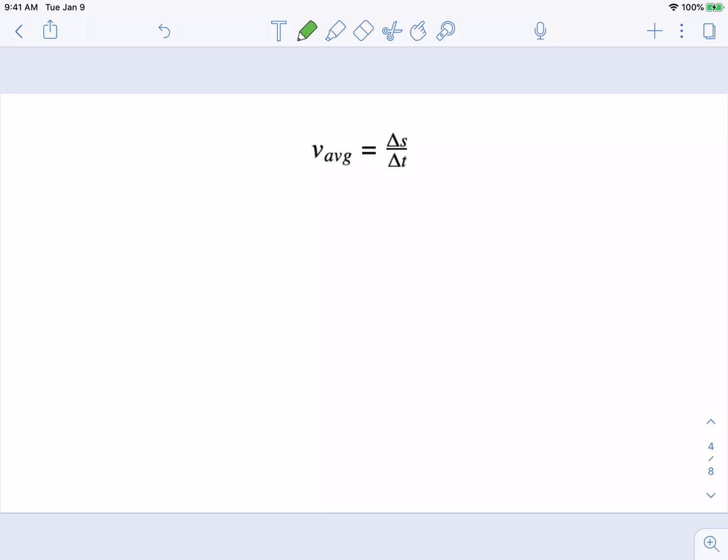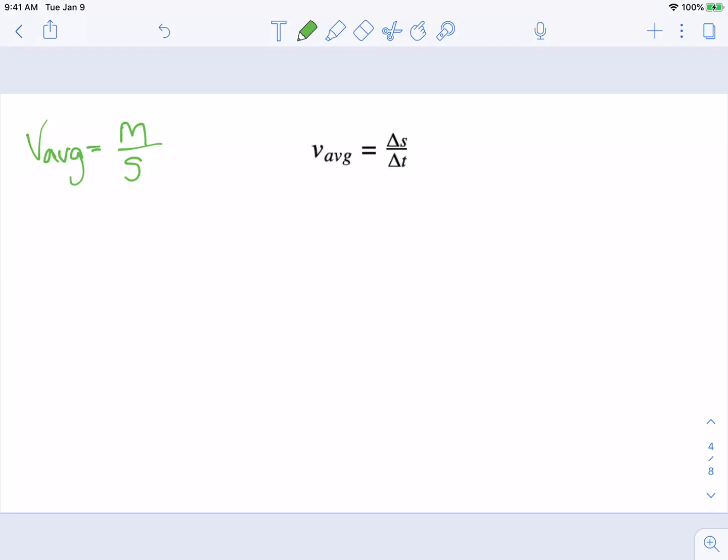We have V_AV, and that's our average velocity. And I don't expect you to know this. We're at the beginning of physics. I don't expect you to know the units for all these, so I'm telling them to you. The average velocity is measured typically in meters per second.